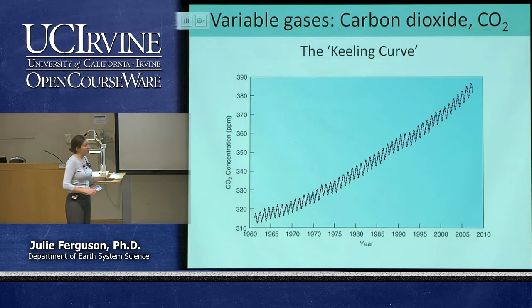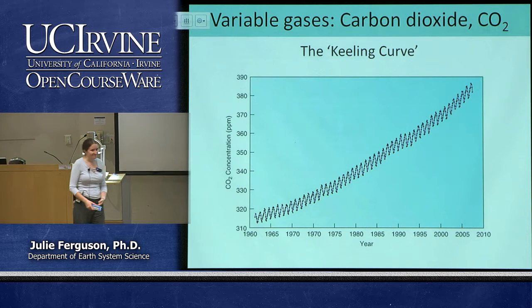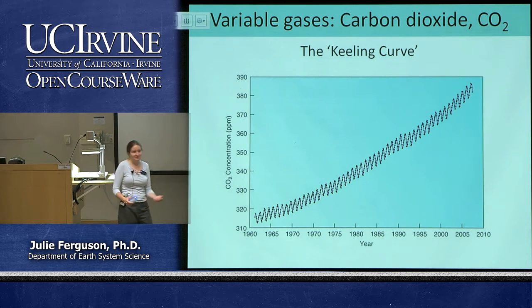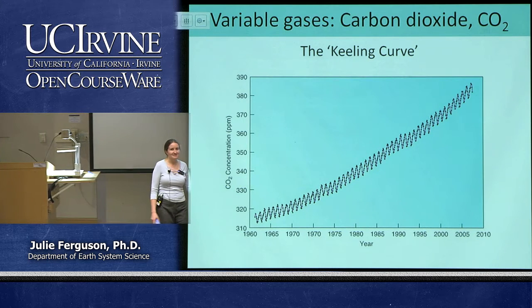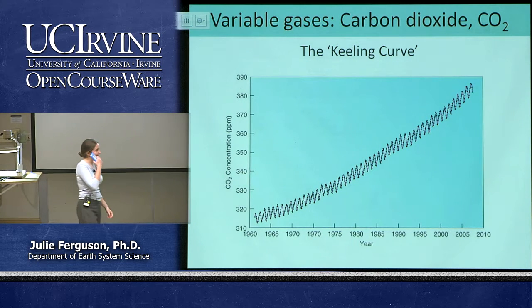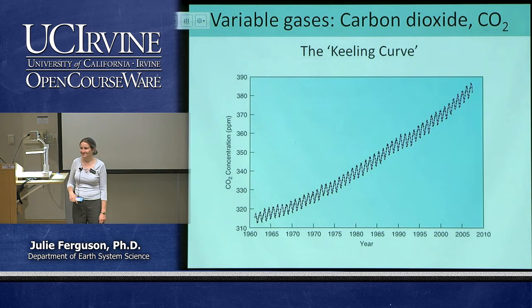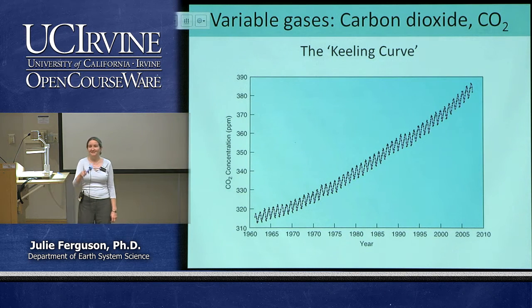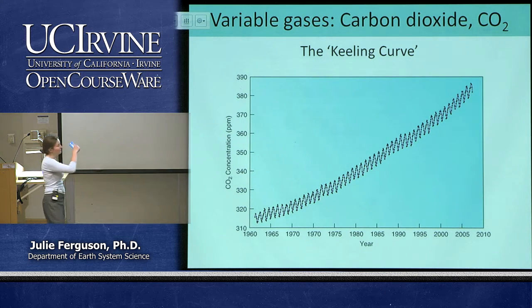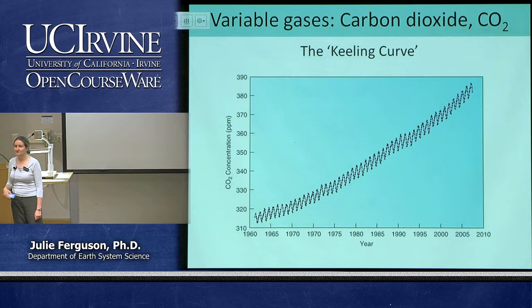And you can see that gradually it's going up. Why do you think it's going up? Because we're burning fossil fuels and putting carbon into the atmosphere. We'll come back to this in much more detail towards the end. But why do you think there are these wiggles? What are the wiggles doing? Yeah, they're seasons. You can see that every year it goes up and down.